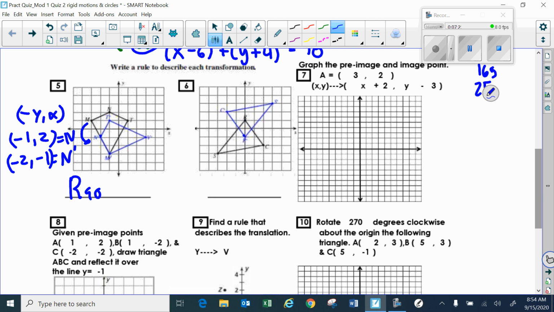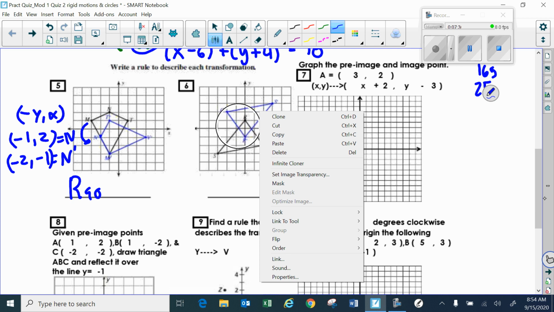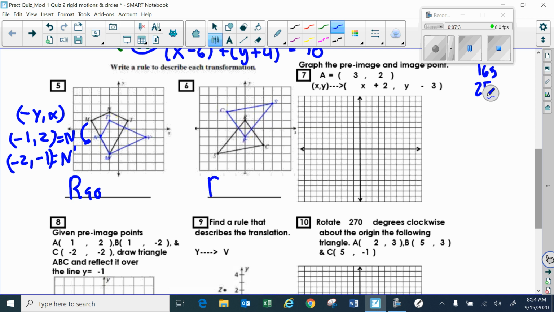But if I go back to this original, it also goes right through the origin. Remember, if it goes through the origin, that's a rotation of 180. So let's see if C and C prime go right through the origin. Yes, they do. How about S and S prime? Yes, they do. So therefore, that's a rotation of 180. And remember, a rotation of 180 is a reflection over the x-axis and then over the y-axis, or I could go the opposite direction, reflection over the y-axis first and then the x-axis.